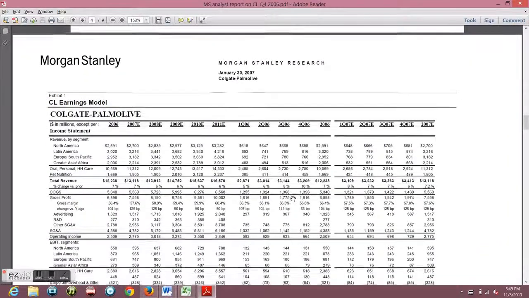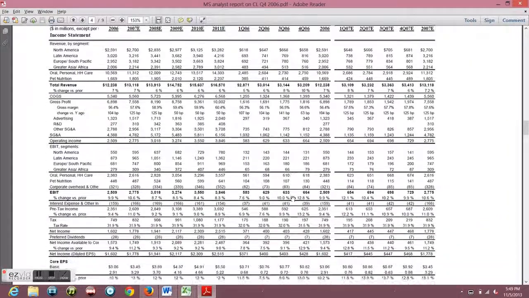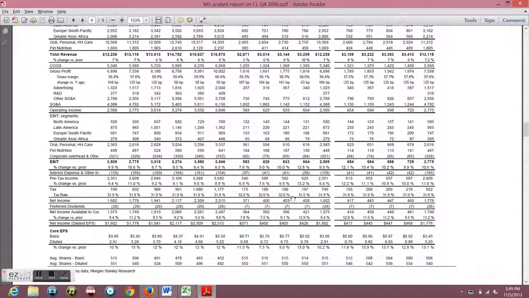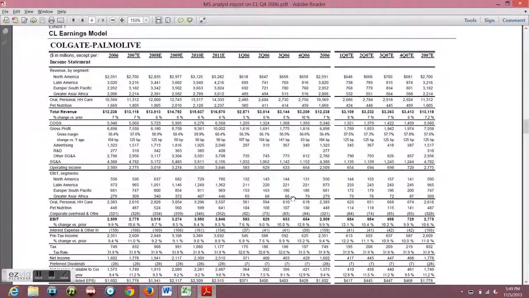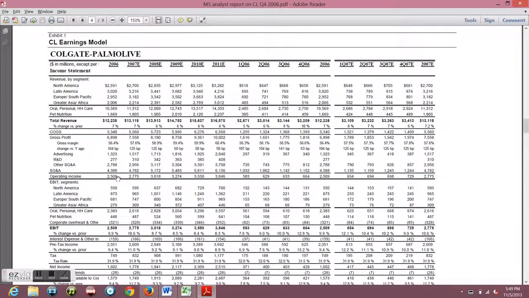But the page that we're going to worry about the most is page 4. These are all of the assumptions that they made. This is 06 current year, 07 estimated. Whenever they have an E, that means estimated. 08 estimated, 09, 10, and 11. And after that, they don't have anything.